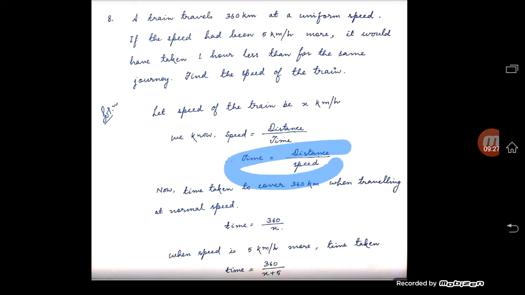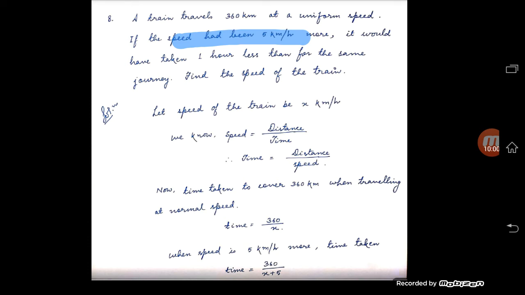Now see, when the train is traveling at its normal speed, which is x kilometer per hour, the time taken to cover 360 kilometer will be, time equal to distance by speed, 360 by x. Speed is x kilometer per hour, which is the normal speed of the train. This is the normal time. Now, the condition says that if the speed had been 5 km per hour more, the time will be 1 hour less.